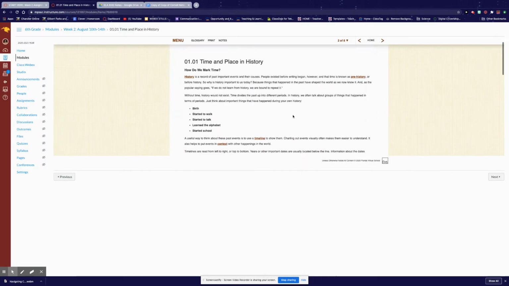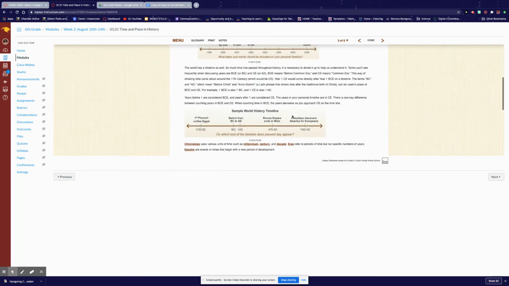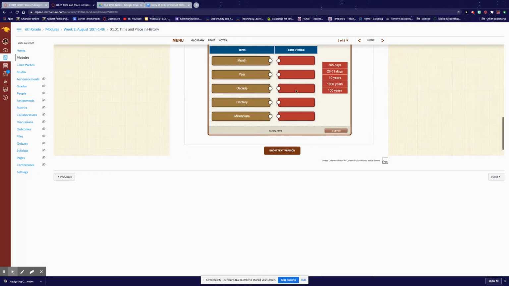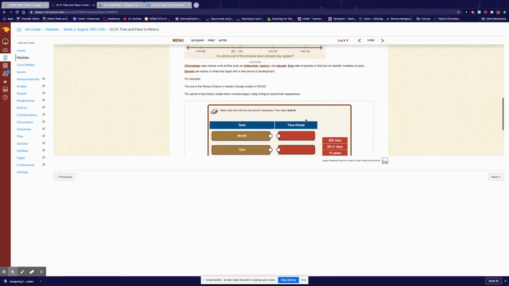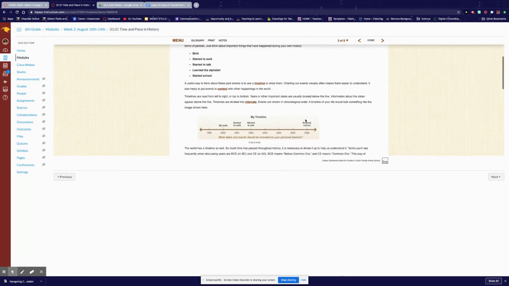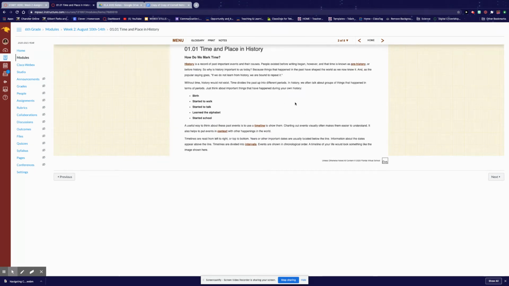And we're going to go back, and there is all this information that we missed, and this part is interactive, so you'll be able to do this on your own. So here it says, history is a record of past important events and their causes. People existed before writing began, however, and that time is known as prehistory or before history. So why is history important to us today? Because things that happened in the past have shaped the world as we know it. And as the popular saying goes, if we do not learn from history, we are bound to repeat it.